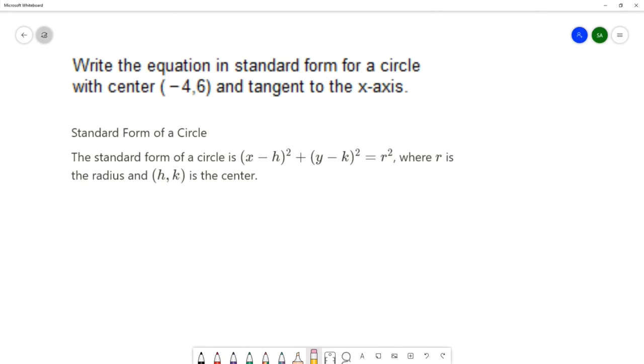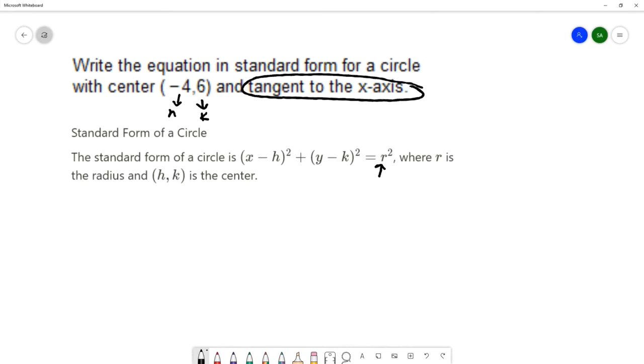So we were given the center of the circle, so that means that we have the values of h and k. And really the only other value we need to write the standard form of a circle will be the radius. So we're going to get that information based on this piece of information here, that the circle is tangent to the x-axis. So let me clarify what that means.